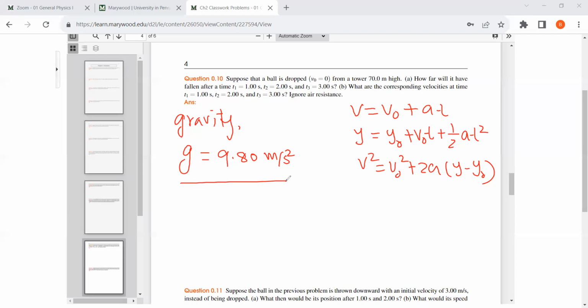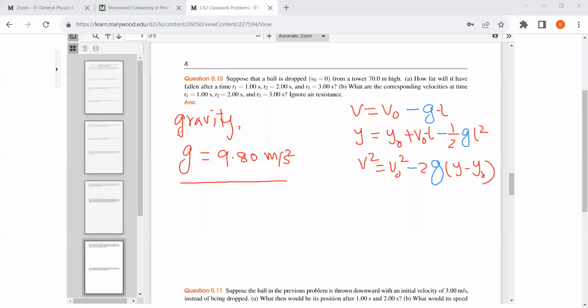With this new information we can modify these equations like this. Here a is replaced by the gravitational acceleration g, with a negative sign in front of it in all the equations. So here you see how I modified the kinematic equations for free fall. Once you have this, you are ready to solve the free fall problems.